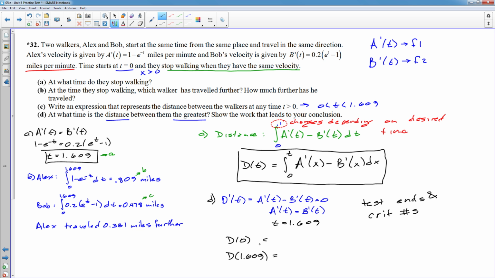My distance between them at time 0 is 0, because they tell you that they start at the same time, at the same place, and travel in the same direction. And then the distance between them at 1.609 was actually the same question as B. That's going to be 0.331. And then, make sure you answer the question: at what time is the distance the greatest? So the distance is greatest at time equals 1.609. So that was kind of a dumb question because it essentially repeats questions A and B, but that's fine.